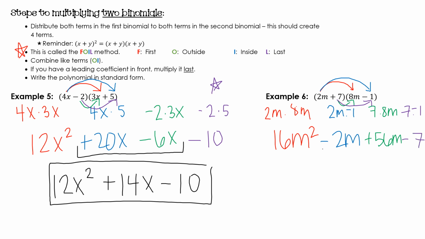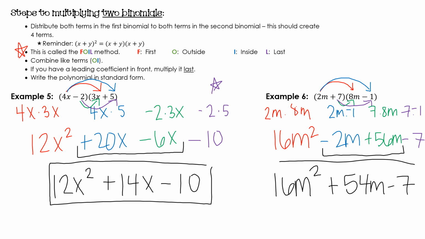Then we combine like terms, which in this case is my middle 2 terms again. -2 plus 56 is a +54. So my final answer would be 16m squared plus 54m -7.